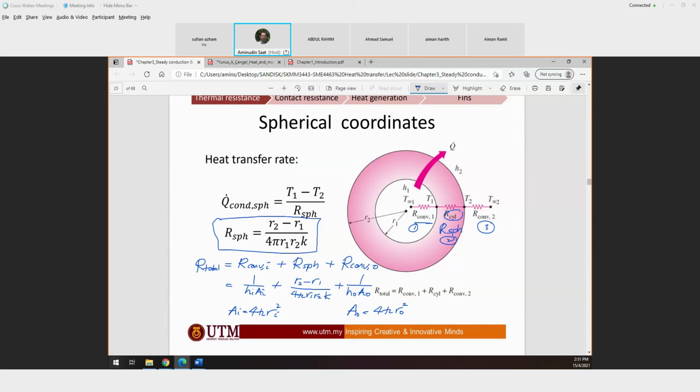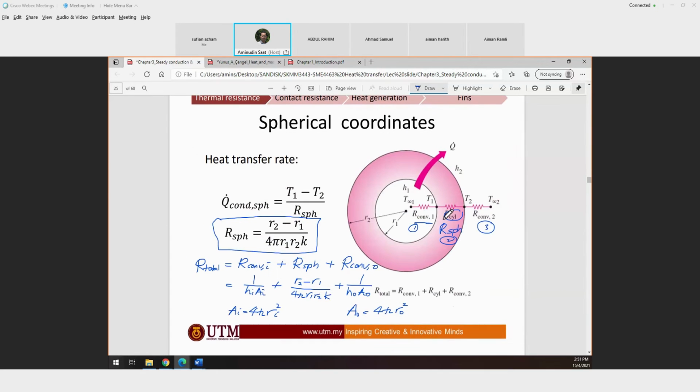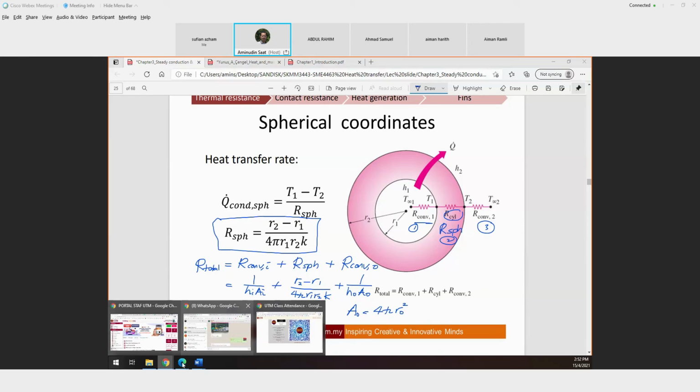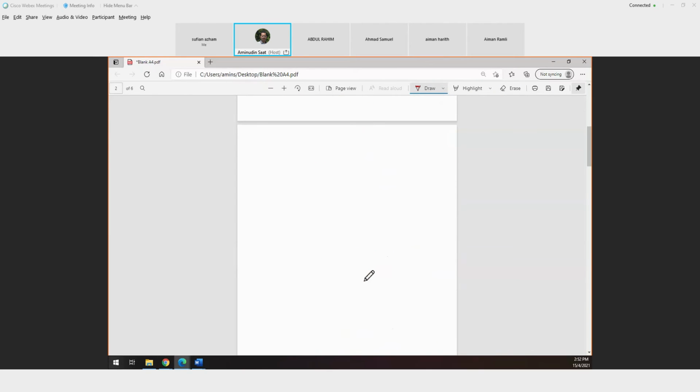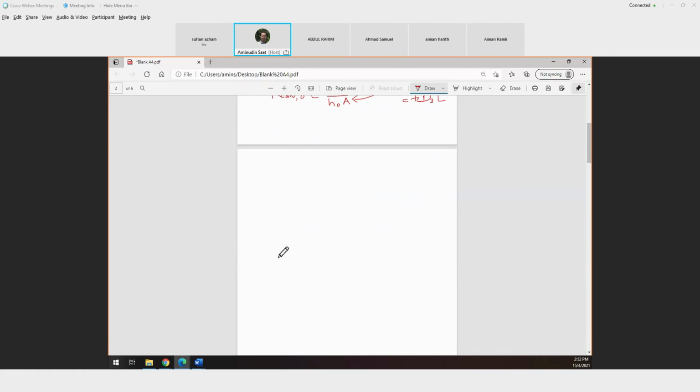Okay, the only thing that you might consider parallel is if you have the effect of convection and radiation. I don't know whether I have this kind of example here. No, let's see. Okay, let's say I want to consider the same. Let's say I consider a cylinder.